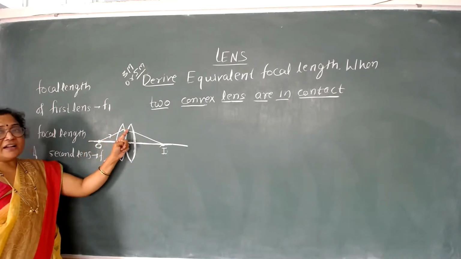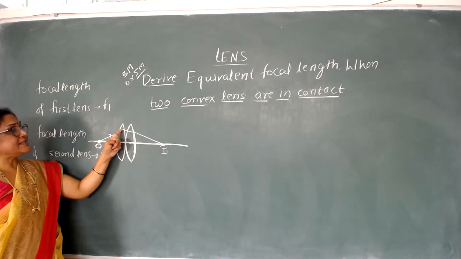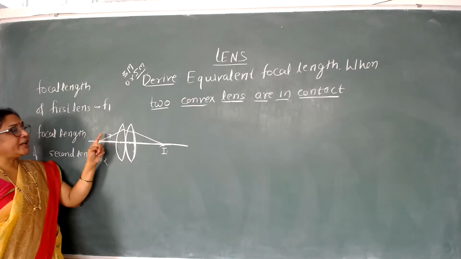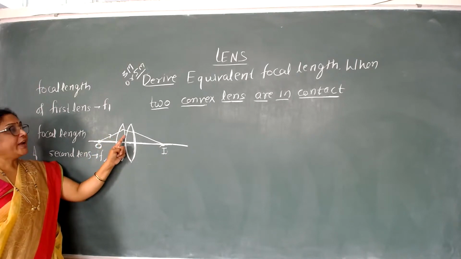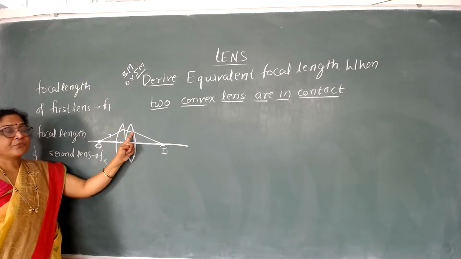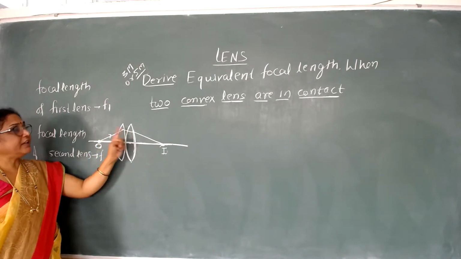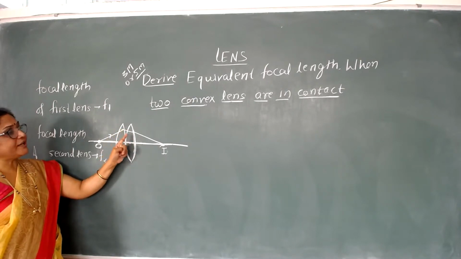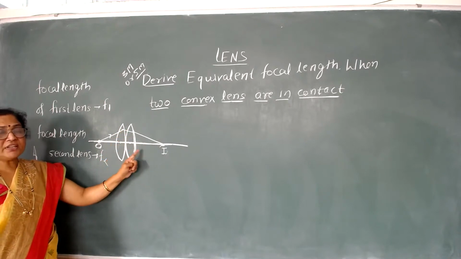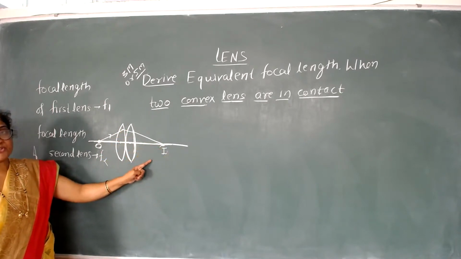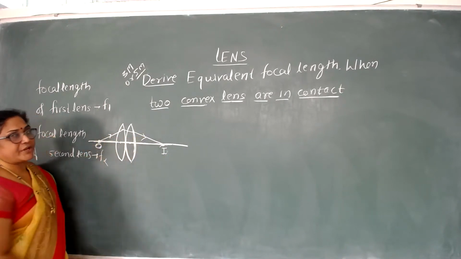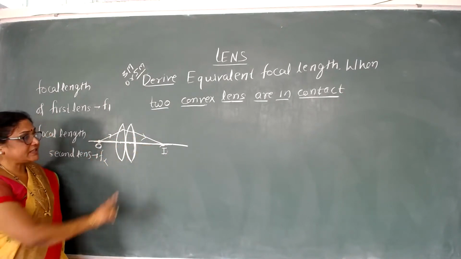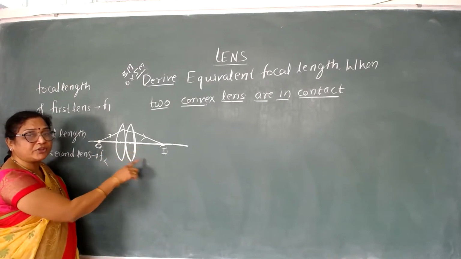If we consider another ray of light, which is incident on the first lens, then this ray of light is propagated from rarer to denser medium, and it is again refracted in the denser medium in the other lens, and again the ray of light is propagated from the denser to rarer medium. So in this way, we have got the final image. This is the final image, and this image is formed due to both the lenses.